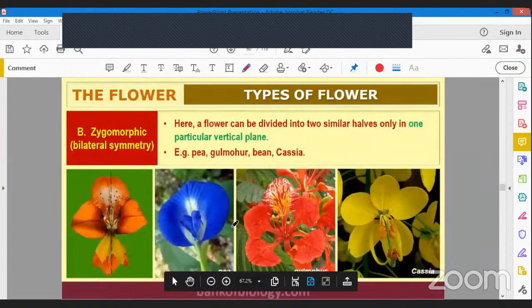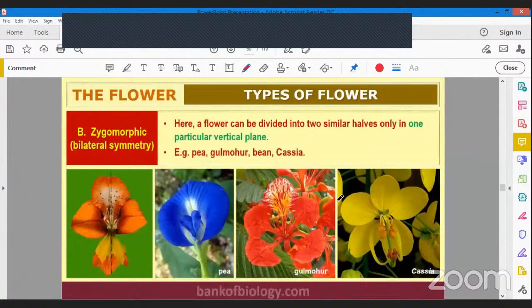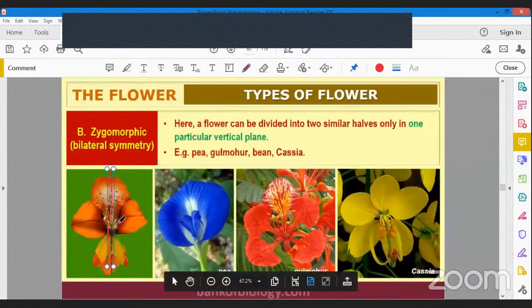Done. Then zygomorphic flower. Here the flower can be divided into two similar halves only in one particular vertical plane. Can you see this vertical plane? Only one vertical plane. If you cut it in this form, the flower will not be the same on both the sides. Okay, this is called as zygomorphic flower.